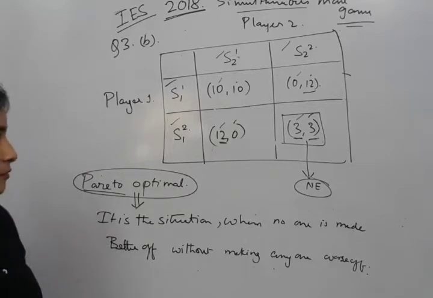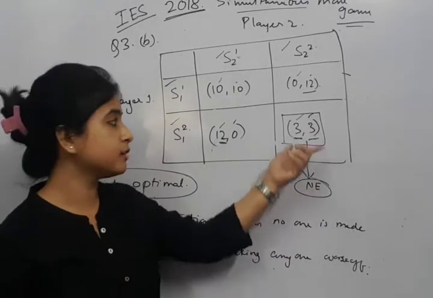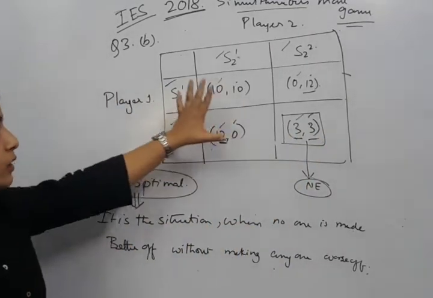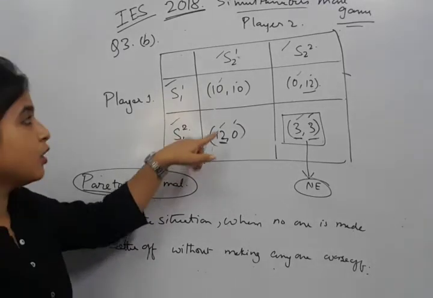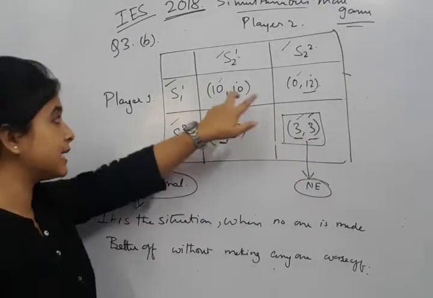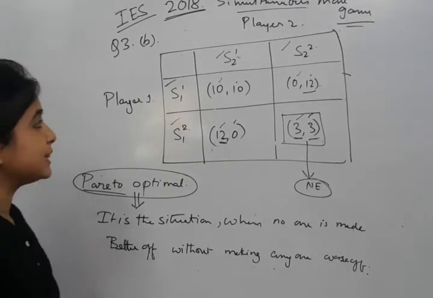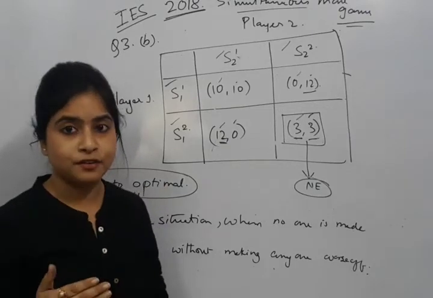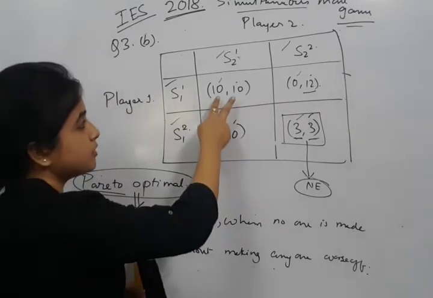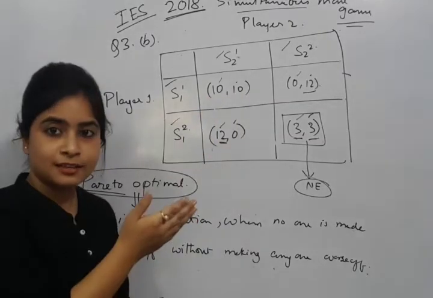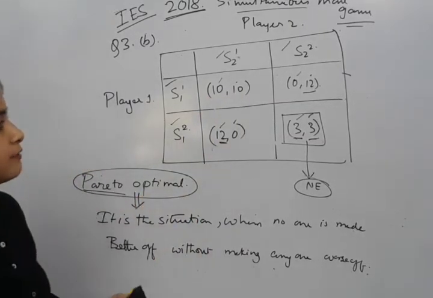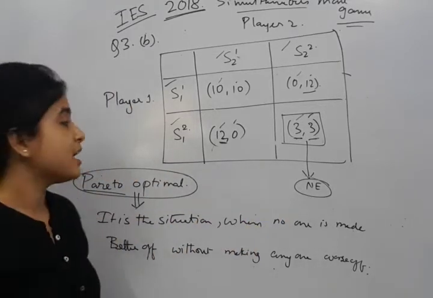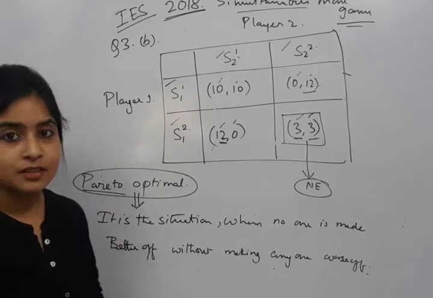Okay, so here we have got Nash equilibrium to be our strategy 3,3, right? Now if we look at the game properly, there is a payoff which is higher than 3,3, that is 10,10. So at this level, both the players can be made better off because the payoff is increasing for both of them, right? So from here we can say that yes, this Nash equilibrium is not our Pareto optimal situation, okay?